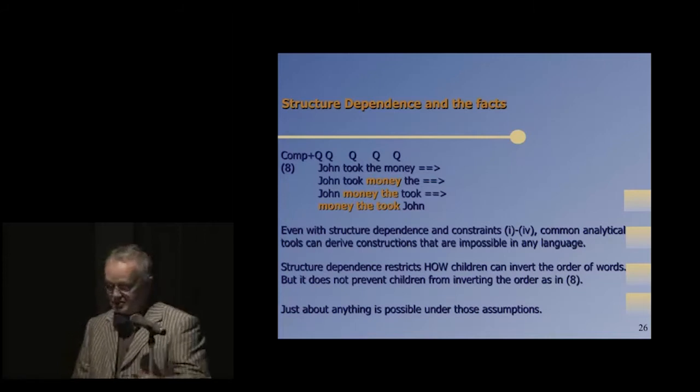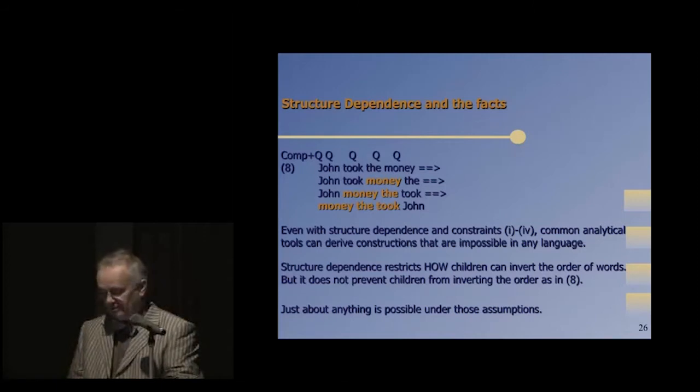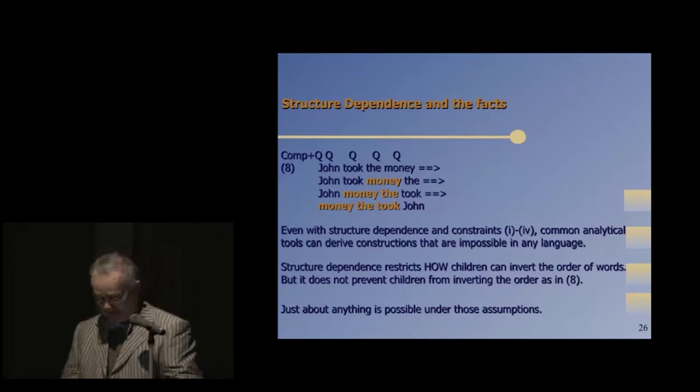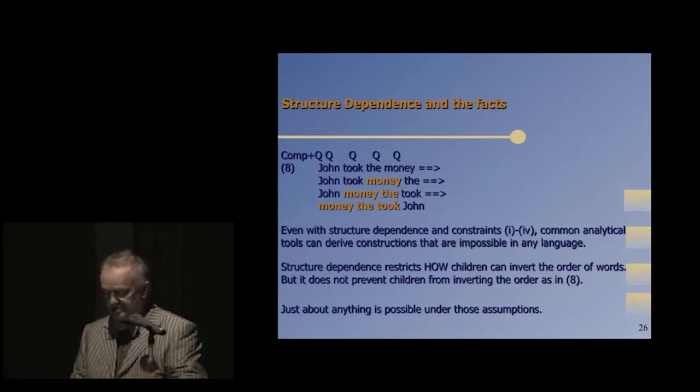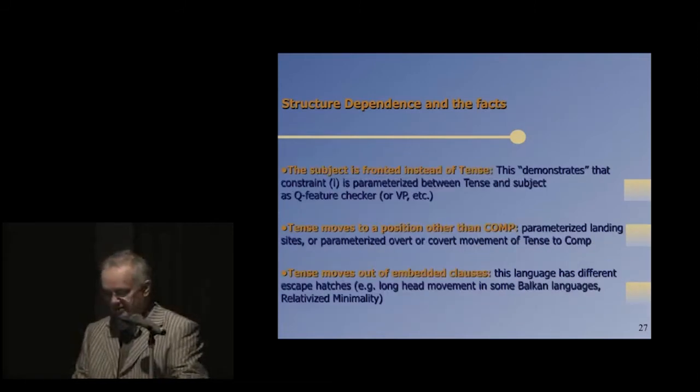Structure dependence restricts how children can invert the order of words, but it does not prevent children from inverting the order as in 8 or other fantastic cases like that. Just about anything is possible under those assumptions. I'll just give a few very brief examples.